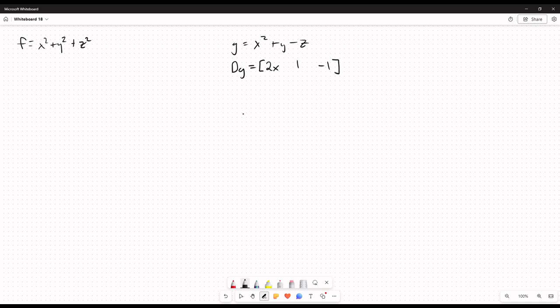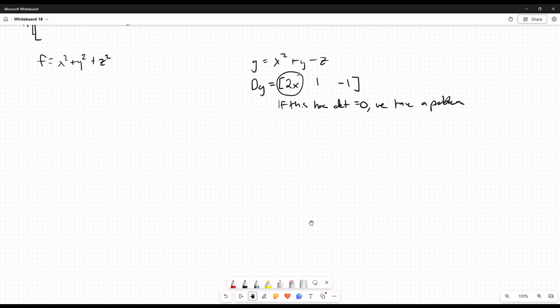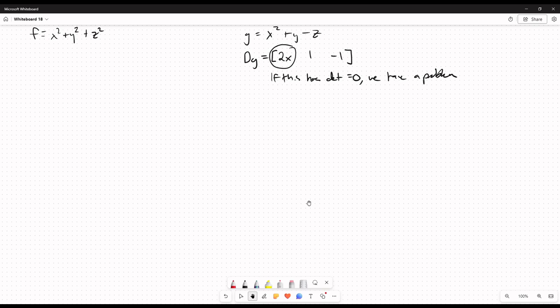Now, we might have a problem if this upper corner, which is basically the biggest square matrix we can fit in it, has a determinant of 0. We have a problem. And it turns out we do, because you'll notice, if we scroll up, one of our critical points did in fact have x equals 0. So what we need to do is reorder variables.